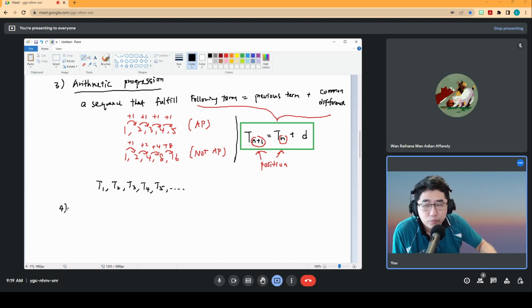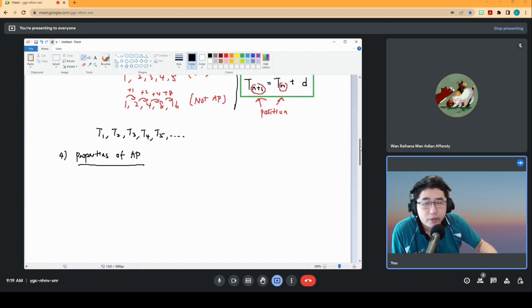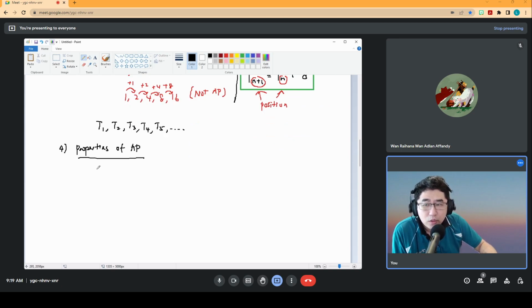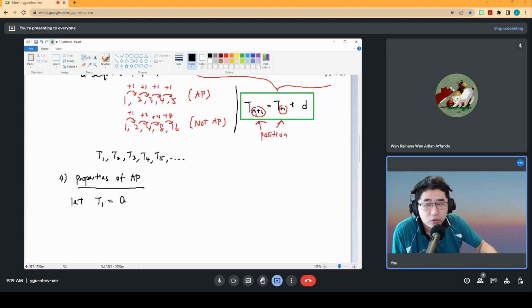Properties of AP. So I have T1 equals to, let's say I set it as A. Let T1 equal A. So according to the formation, I will have T2 equals T1 plus D. T1 is A here, hence I can write it as A plus D.